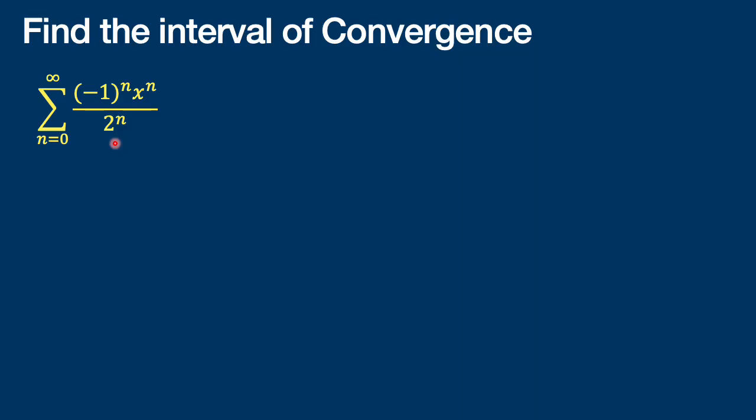Which x values make this power series converge? First, you have to find the radius of convergence by using the ratio test. So that's what we have to do first. The radius of convergence is going to be absolute value of x less than R, because the center is going to be 0. How are we going to find the radius of convergence? We're going to use the ratio test.